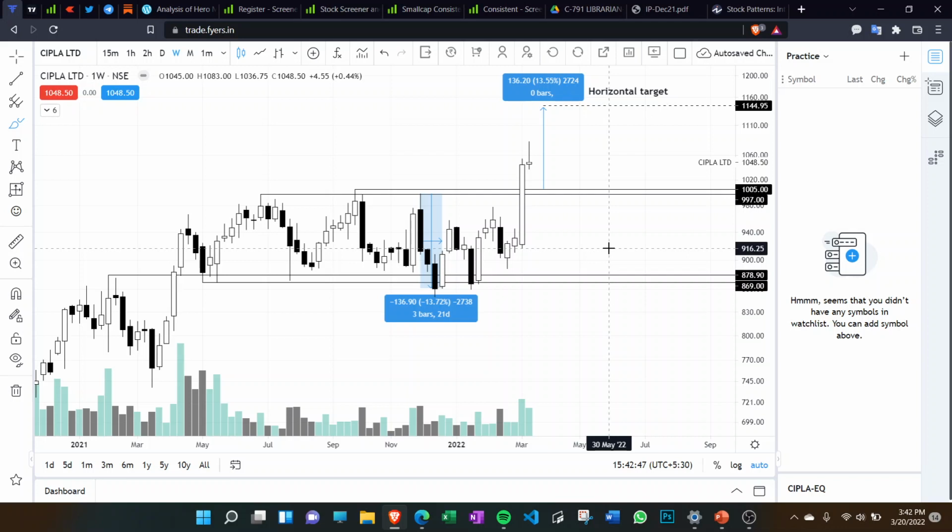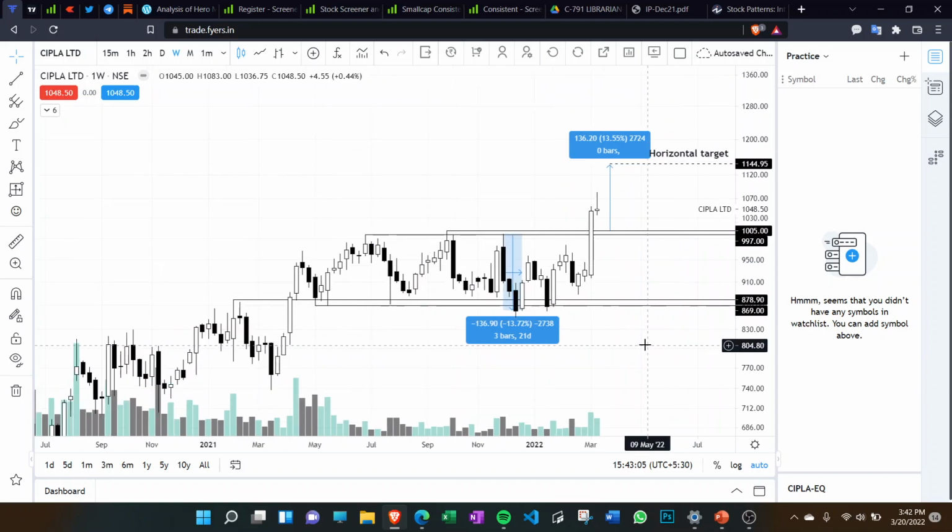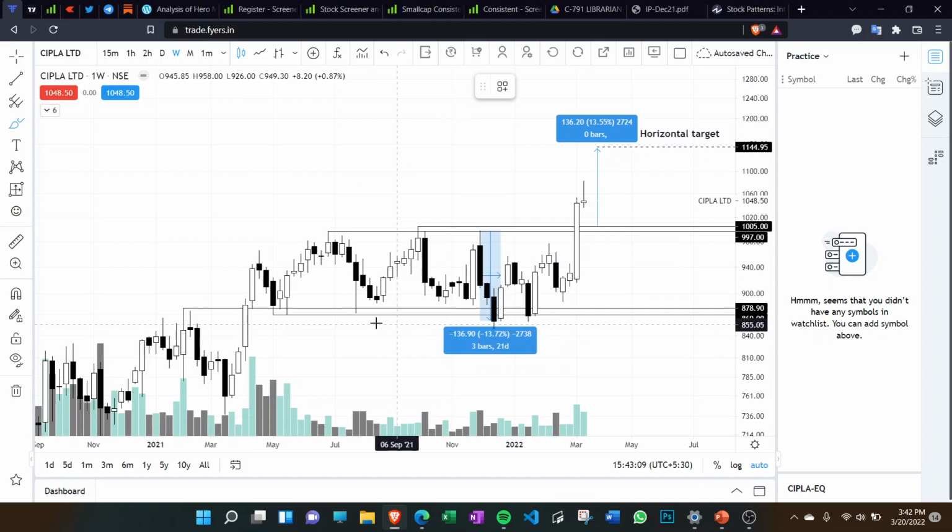That is basically done by the strong hands to get the weak hands out of the stock, because weak hands are basically like you and me, the retailers who are holding stocks in small quantities for a very short time, to get those weak hands out of the market.